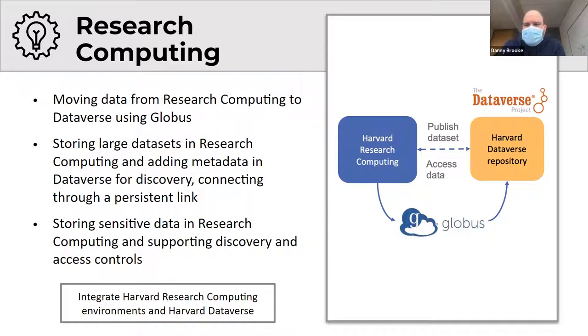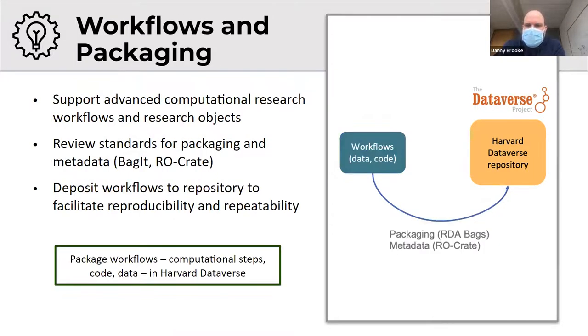The contract has been signed and we are working on this now. So keep an eye out for updates in the near future. So this is the first objective. And the next slide, the second objective is around better workflows and packaging. And we're looking at RO crate and Docker images. And the idea is to create packages with metadata and provenance and workflows and allow deposit of those into Dataverse. So kind of just beyond the replication data sets and other data sets that we support in Dataverse right now. And next slide.